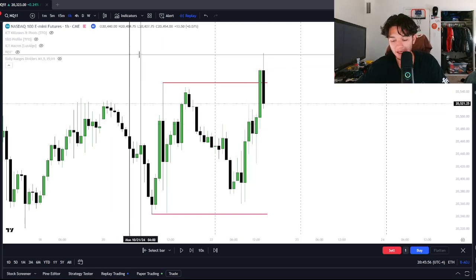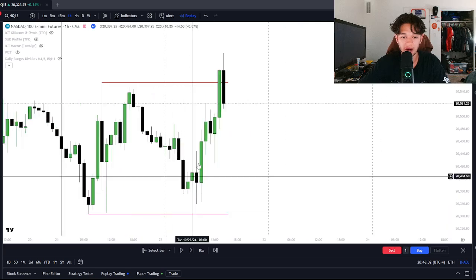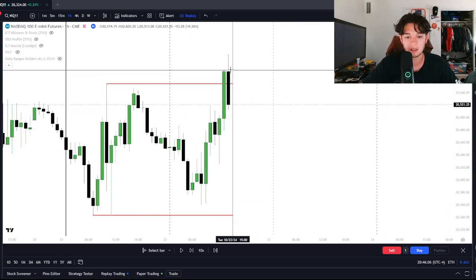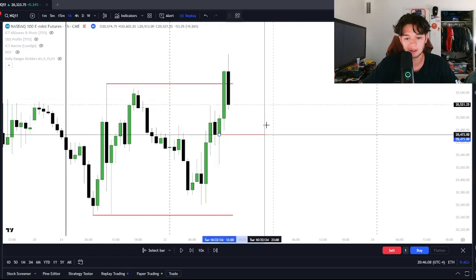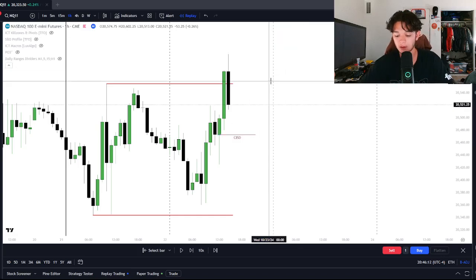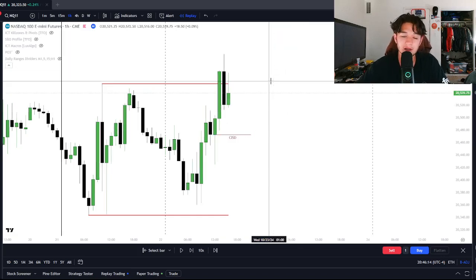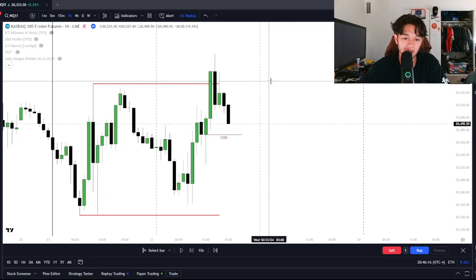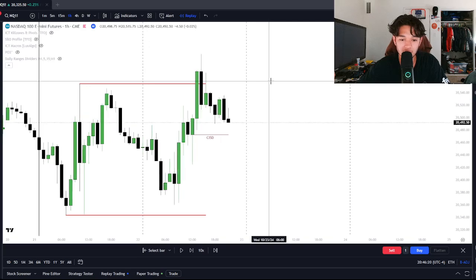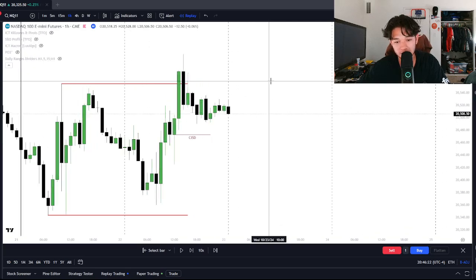But now what are we looking for? Actually, I would not take a trade at all because now we're looking for a change in the state of delivery after taking liquidity. The consecutive candles that took liquidity, this is our change in the state of delivery. I'm now looking for this to get closed through. See what happens. We're waiting.